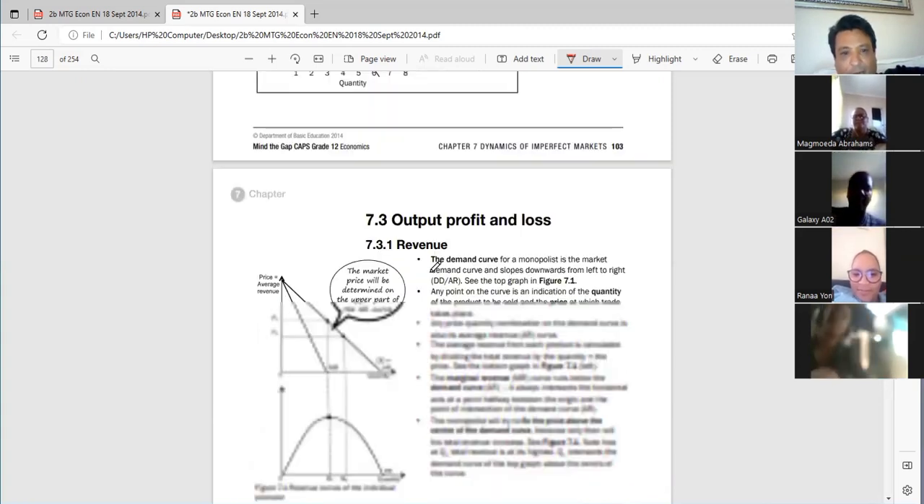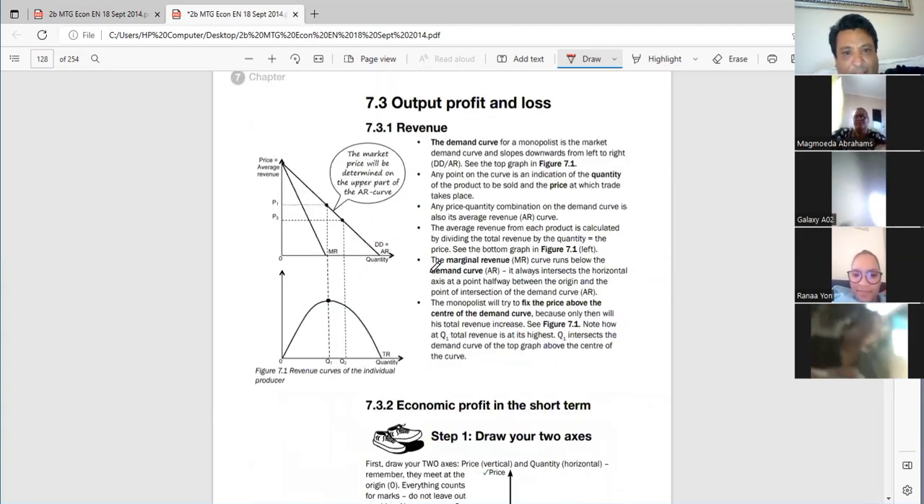Down. Okay. Now on the next page. This is very important. You need to know how to draw a monopoly in an economic profit in the short term. They can ask you how to draw the graph. Okay? They can ask you how to draw the graph.